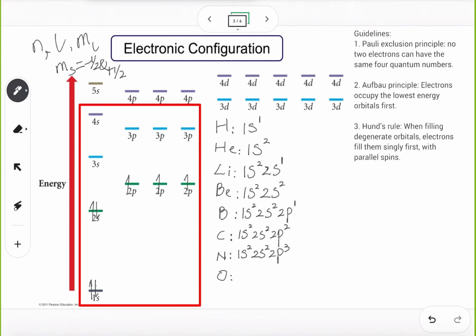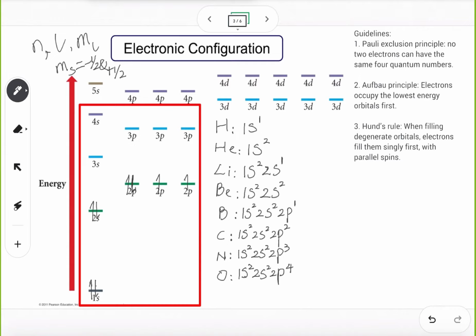We need to put one more electron on this diagram. Now, of course, since we have a 2p orbital with one more empty spot, the 8th electron for oxygen should be on this 2p orbital, but of course, it has to have the opposite spin quantum number, negative half. So it's going to be 1s2, 2s2, and 2p4.